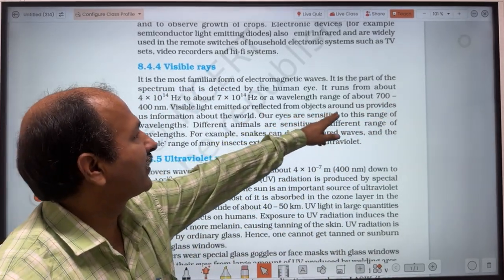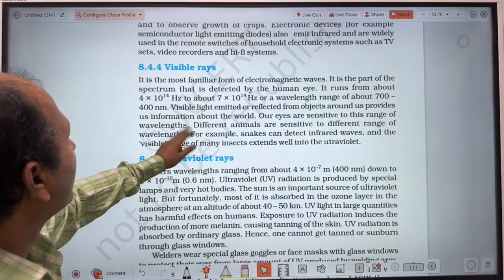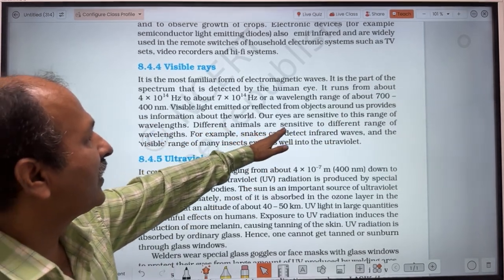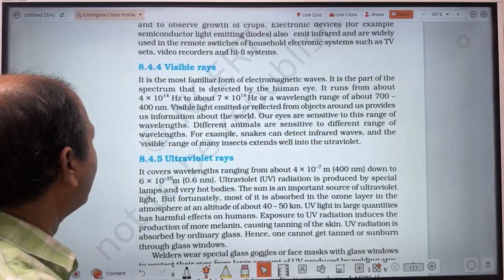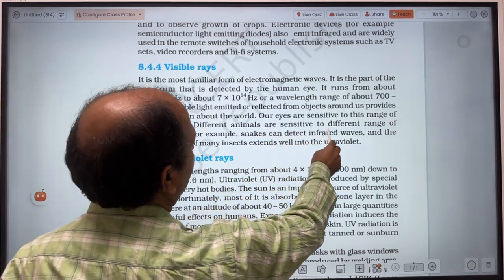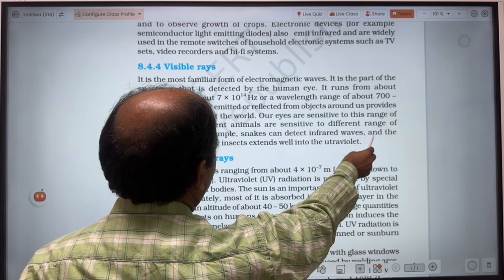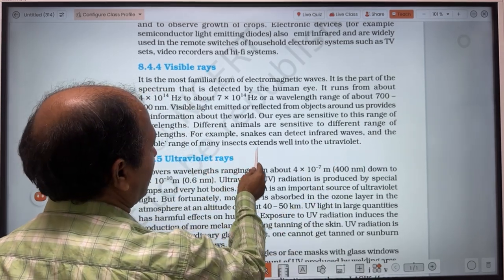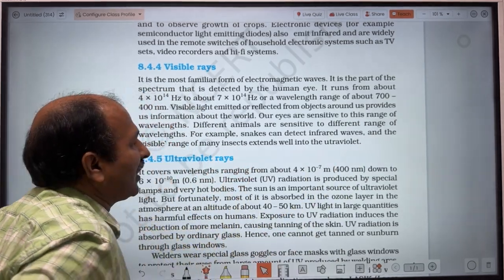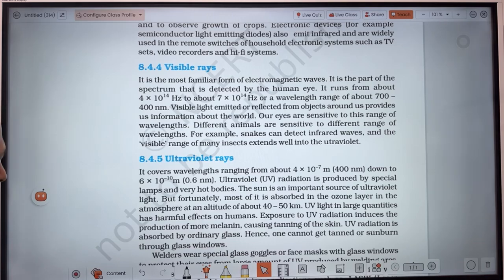Visible light emitted or reflected from objects around us provides us information about the world. Our eyes are sensitive to this range of wavelengths. Different animals are sensitive to different ranges of wavelengths. For example, snakes can detect infrared waves, and the visible range of many insects extends well into the ultraviolet.